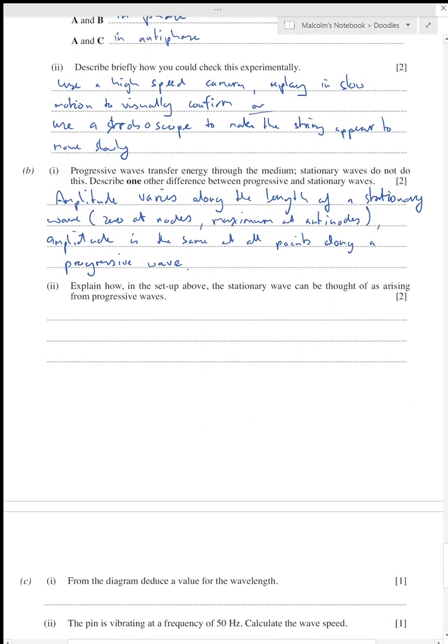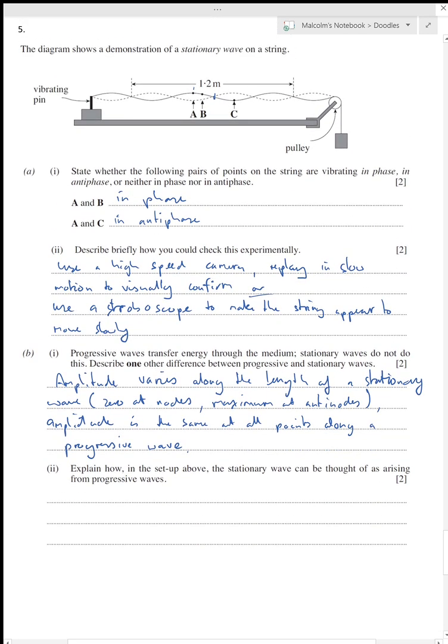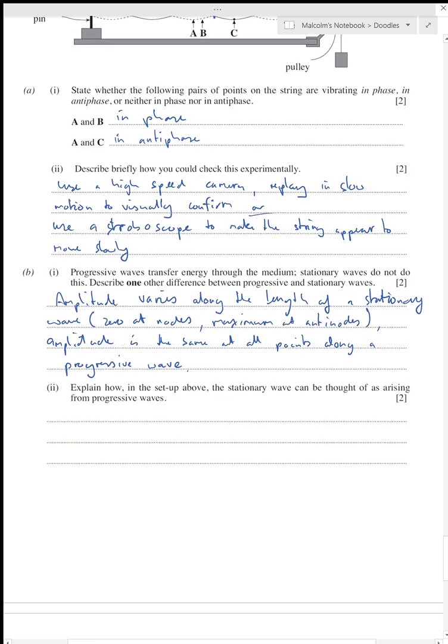Explain then how the stationary wave can be thought of as arising from progressive waves. We can treat this stationary wave as the interference between the progressive wave traveling that way and its own reflection traveling in the opposite direction.